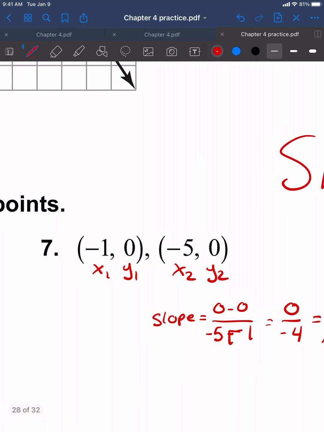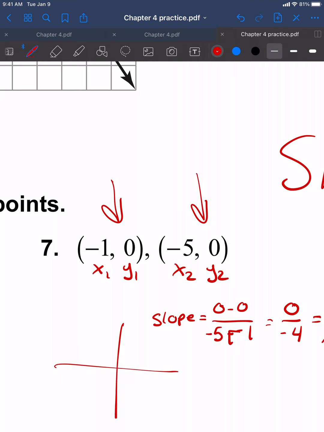0. Okay, now, which of these points is the y-intercept? Or is neither of them the y-intercept? I don't think any of them. Do they both go on the x-intercepts? So if I had a line like this, negative 1, 0 is right here. Negative 5, 0 is right here. My slope is 0. What is the line going to look like? Yeah, on the x-axis, right? How weird is that?